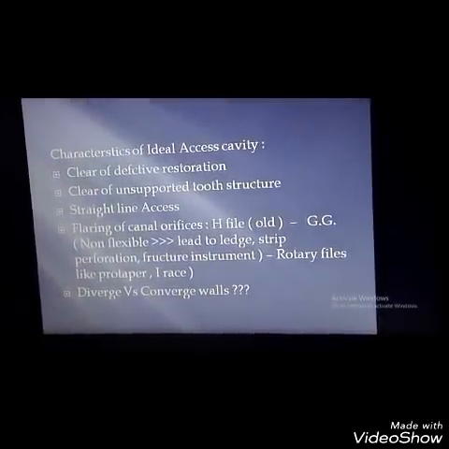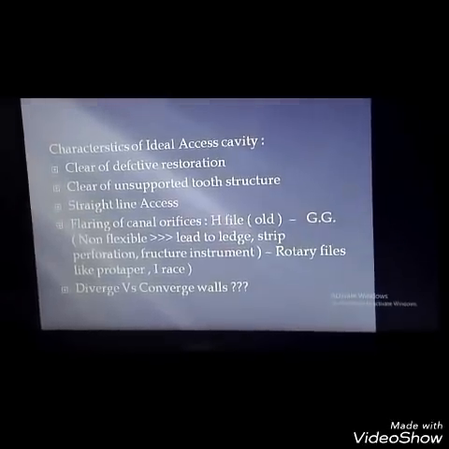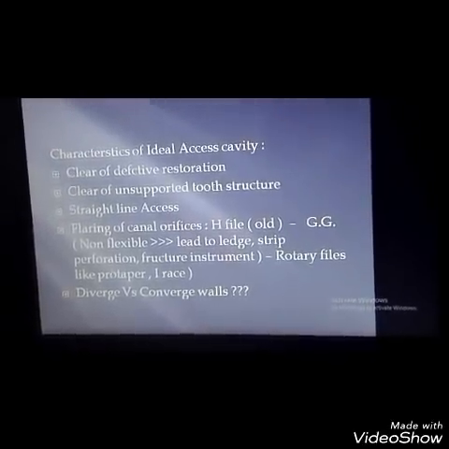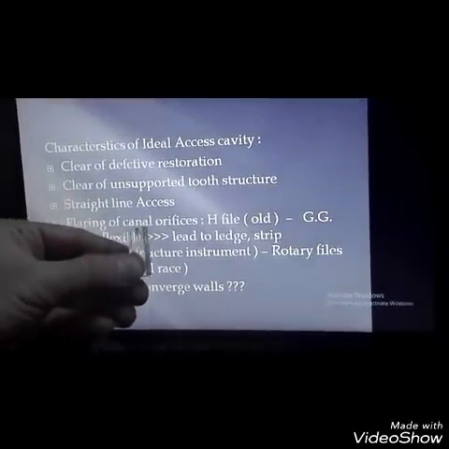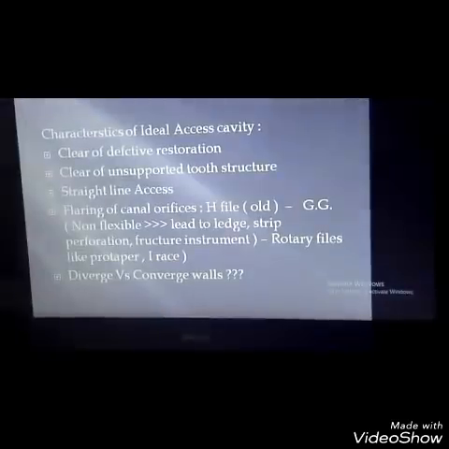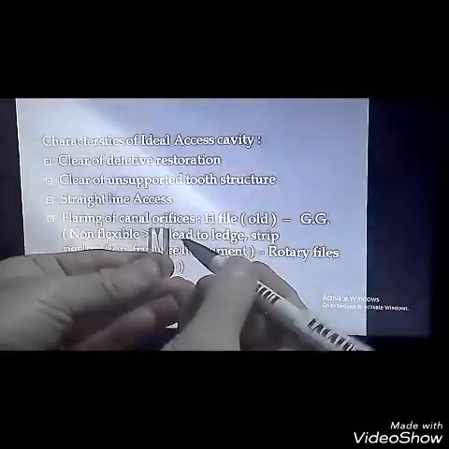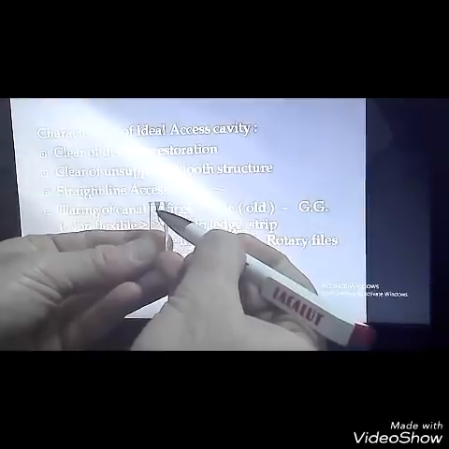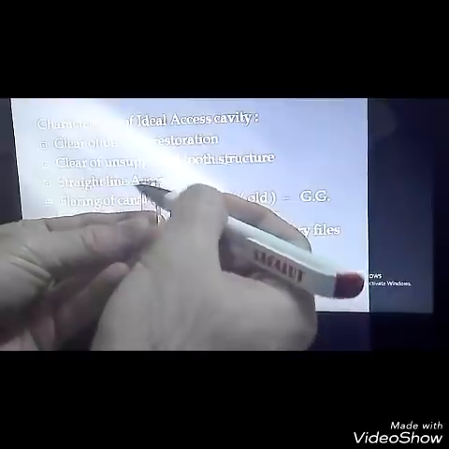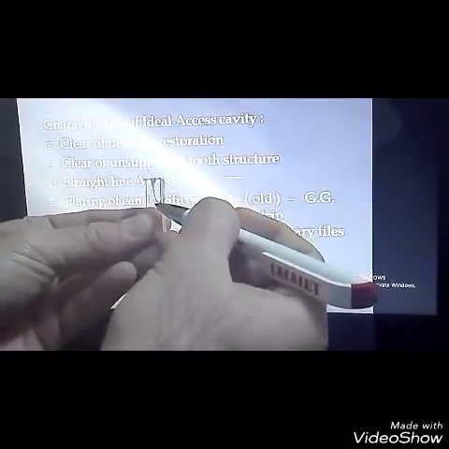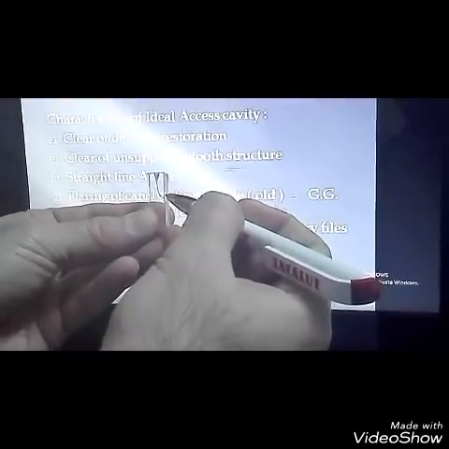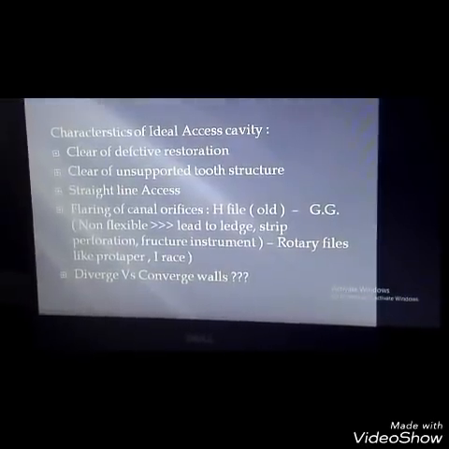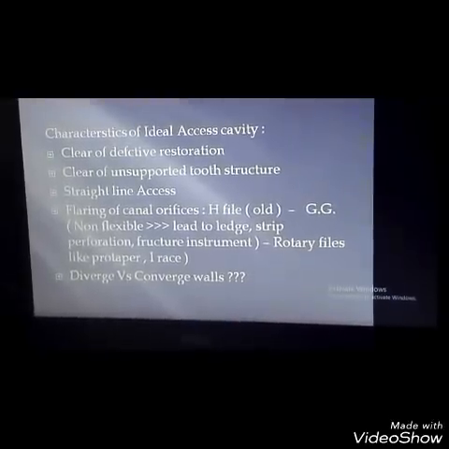What about flaring? What do we mean by flaring? Flaring toward the coronal orifice of the canal. See this one. Look at this block. This one is called flaring. This also, as a straight line access, facilitates easy insertion of the file and irrigation without pressure, easily and smoothly to the apical part here. By what can I do this flaring of the canal orifice?